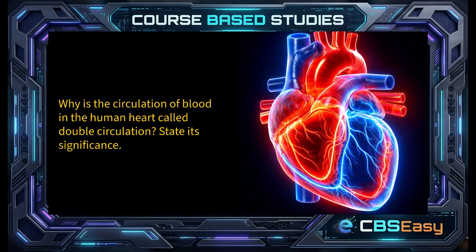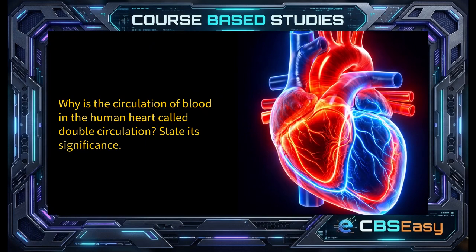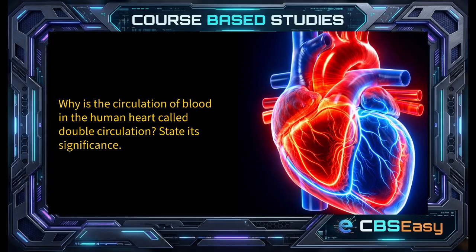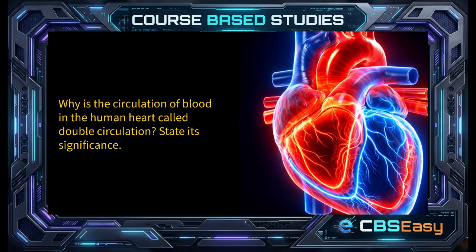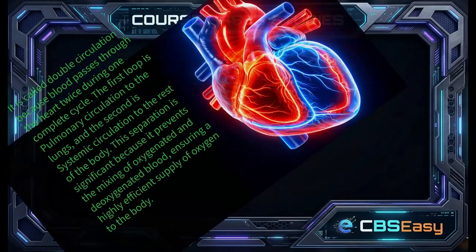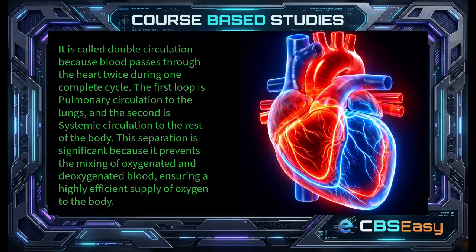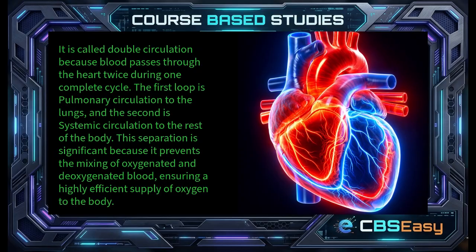Question 32. Why is the circulation of blood in the human heart called double circulation? State its significance. Answer. It is called double circulation because blood passes through the heart twice during one complete cycle.